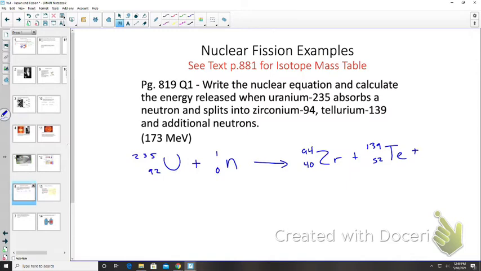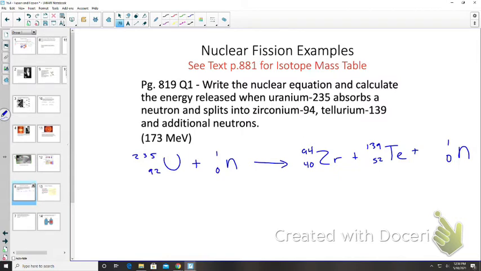And additional neutrons, okay? But we don't know how many neutrons. Now, you guys have been balancing these reactions in previous lessons, so that is exactly what we're going to do here. So we just need to make sure our mass and our atomic numbers are balanced here.